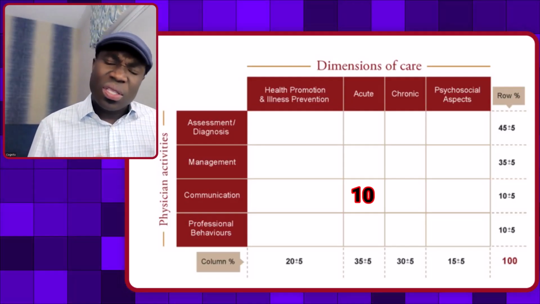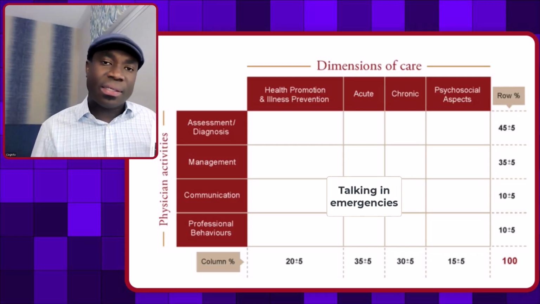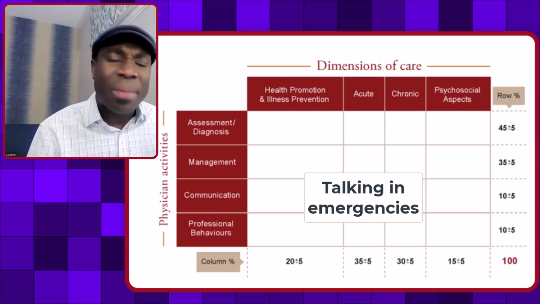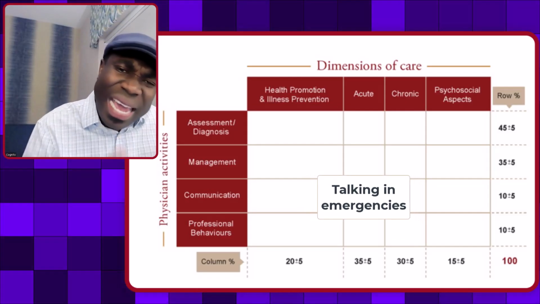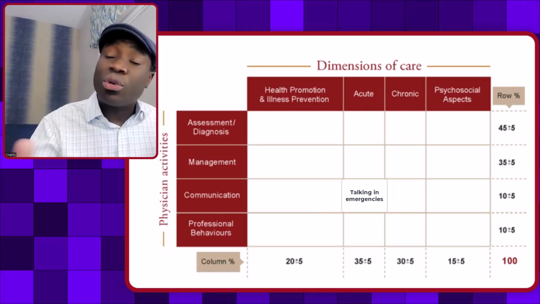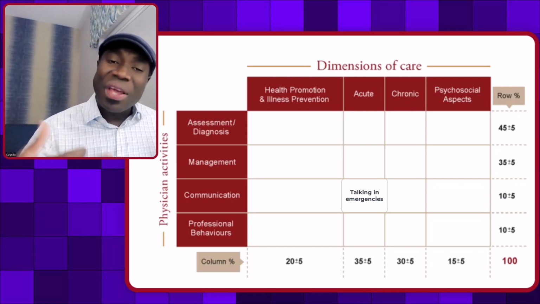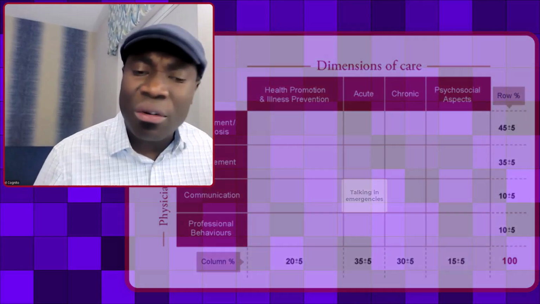So this is where I call it talking in emergencies. You're going to be quizzed on that. You should expect it. Talking in emergencies. Based on the distribution of questions, I'm expecting about 8 questions. This is where I'm going to learn things like informed consent, assuming there's no family member around, how to break bad news, and what to do in a case where there's refusal of care.